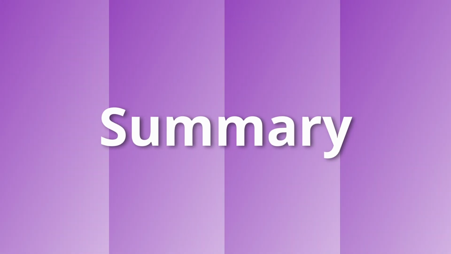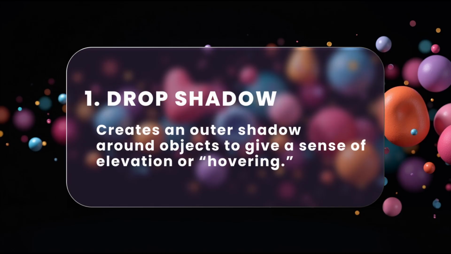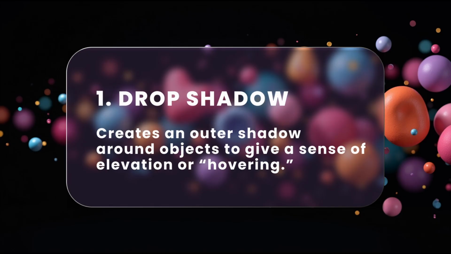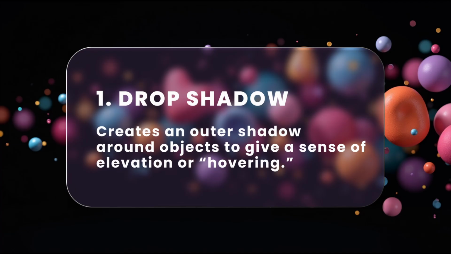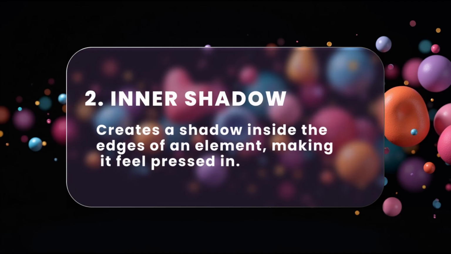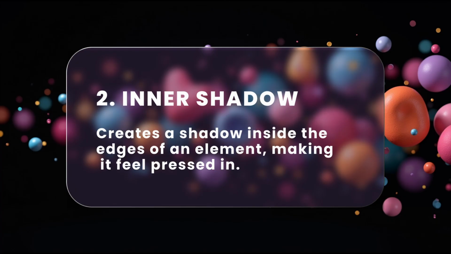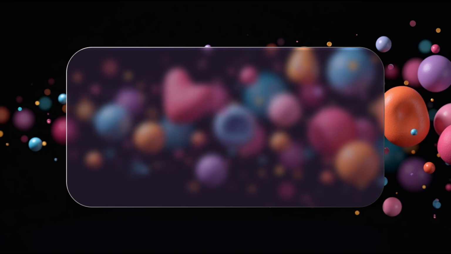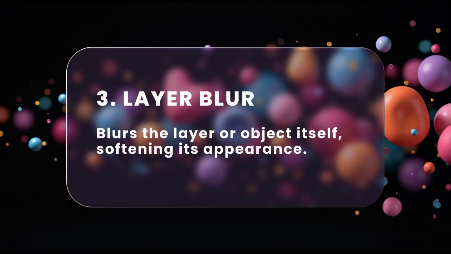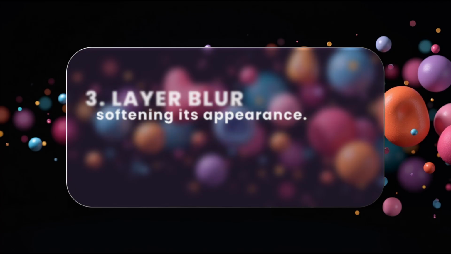So let's review what we have learned today. First, drop shadows. It creates an outer shadow around objects to give a sense of elevation or hovering. Then, inner shadow. It creates a shadow inside the edges of an element, making it feel pressed in. It's used in switches, active states, and text fields. Then, layer blur. It blurs the layer or object itself, softening its appearance, and it is used in background images, header overlays, and modal backdrops.